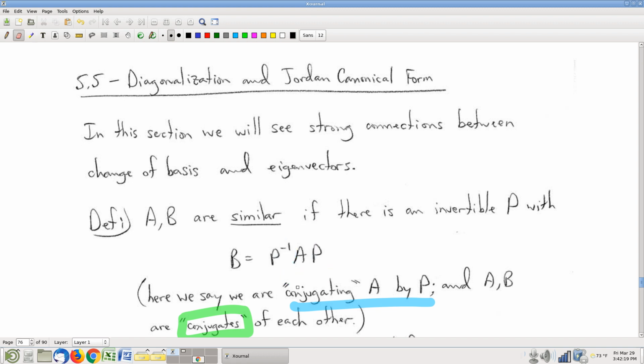Now it remains that it's still not clear why we are using this loaded word. Okay, so that's the first thing I want to talk about in this term. What is it that A and B have in common that would justify this choice of term?